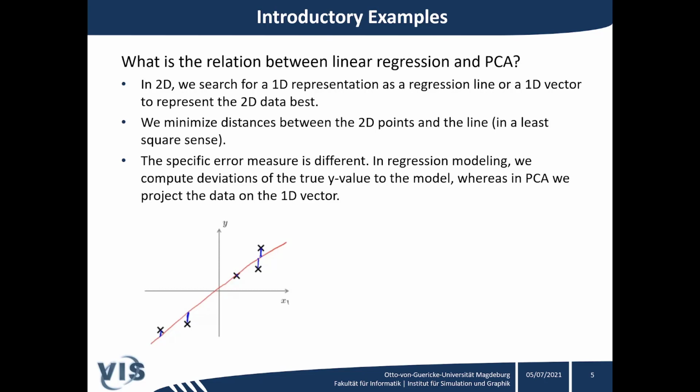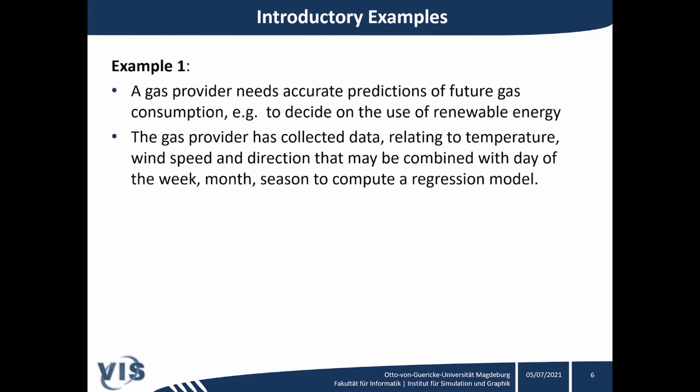The specific error measure is different. In linear regression, the squared errors are minimized in the y direction. With PCA, the squared errors are minimized perpendicular to the straight line, so it's an orthogonal regression. Let's have a look at another example where regression methods can be used to predict values.